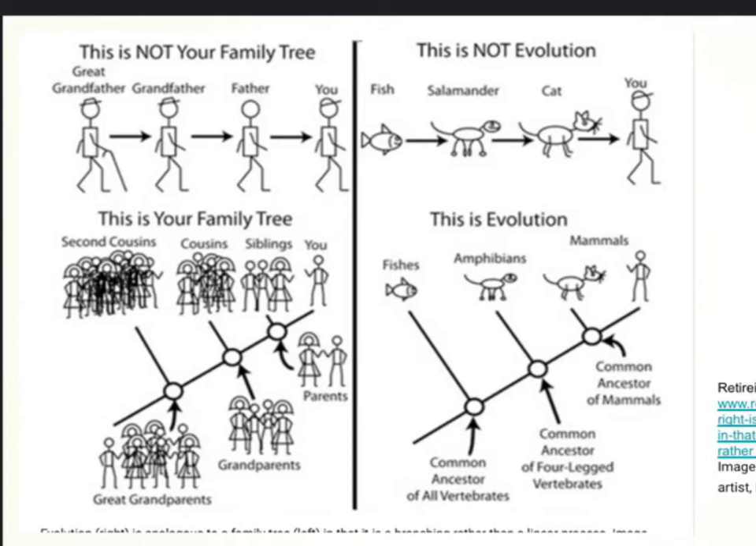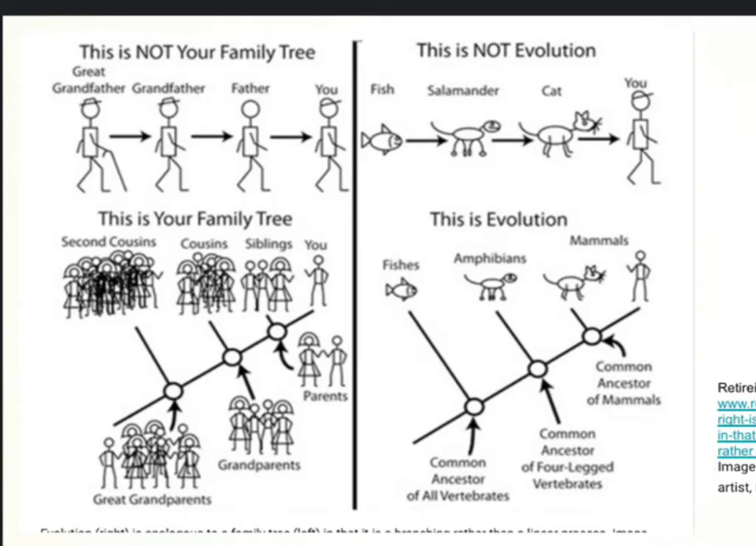This is a fantastic graphic by a professor of evolutionary biology, and it addresses a really common misconception. Your family tree isn't a single straight line from grandma to mom to you, or from great-grandpa to grandpa to dad to you. It's got all kinds of branches.